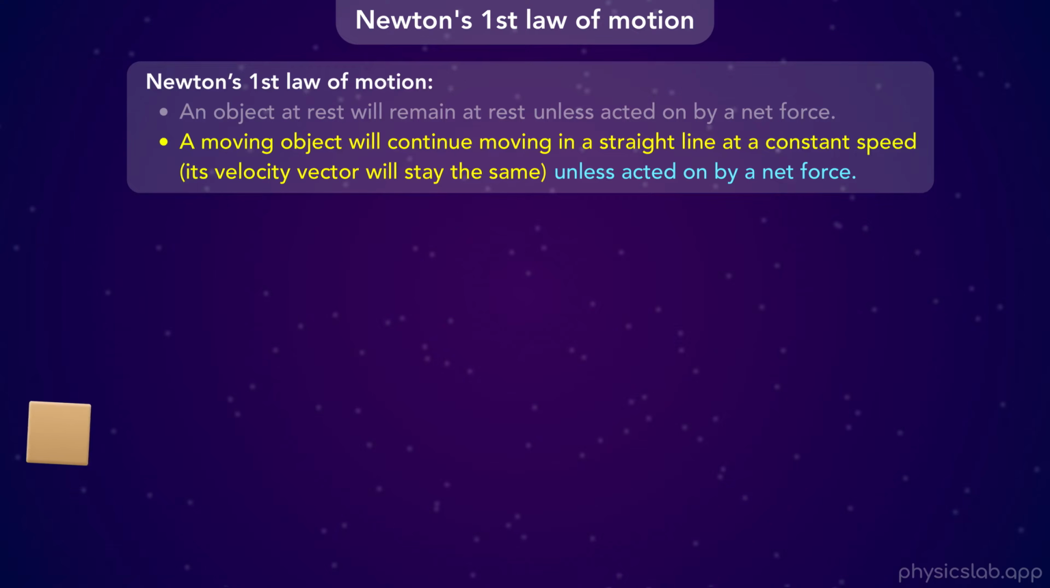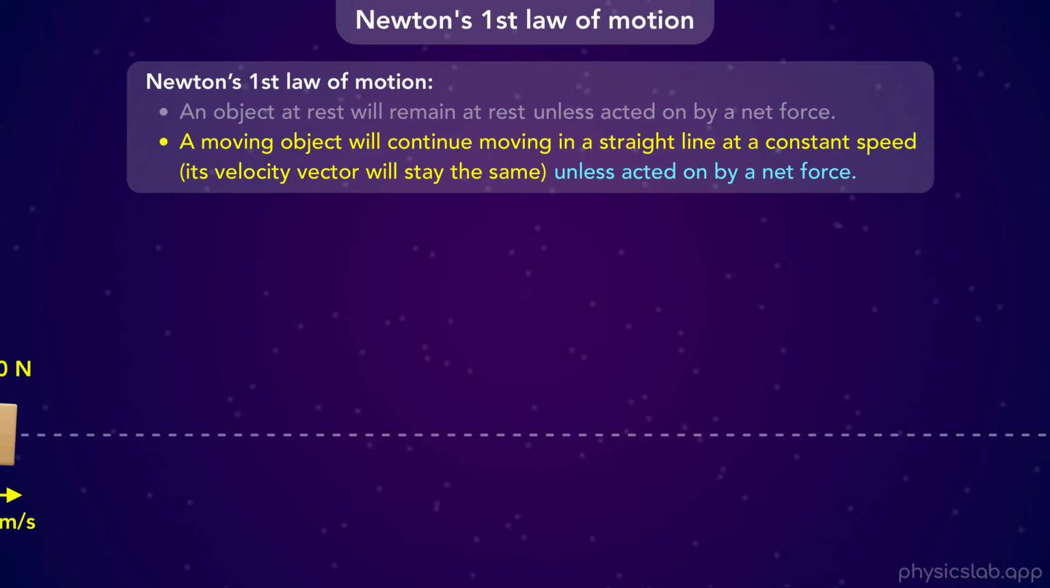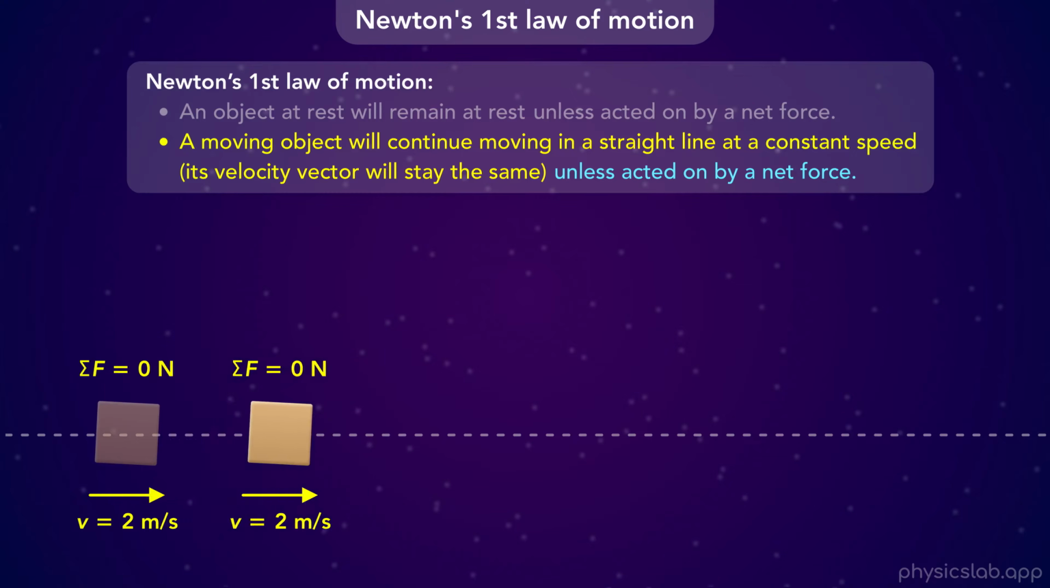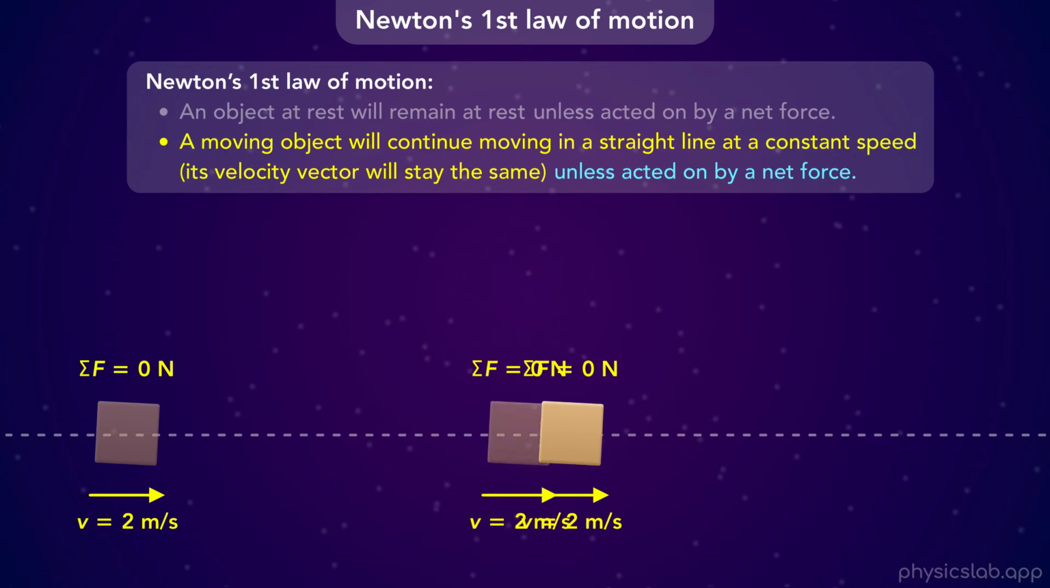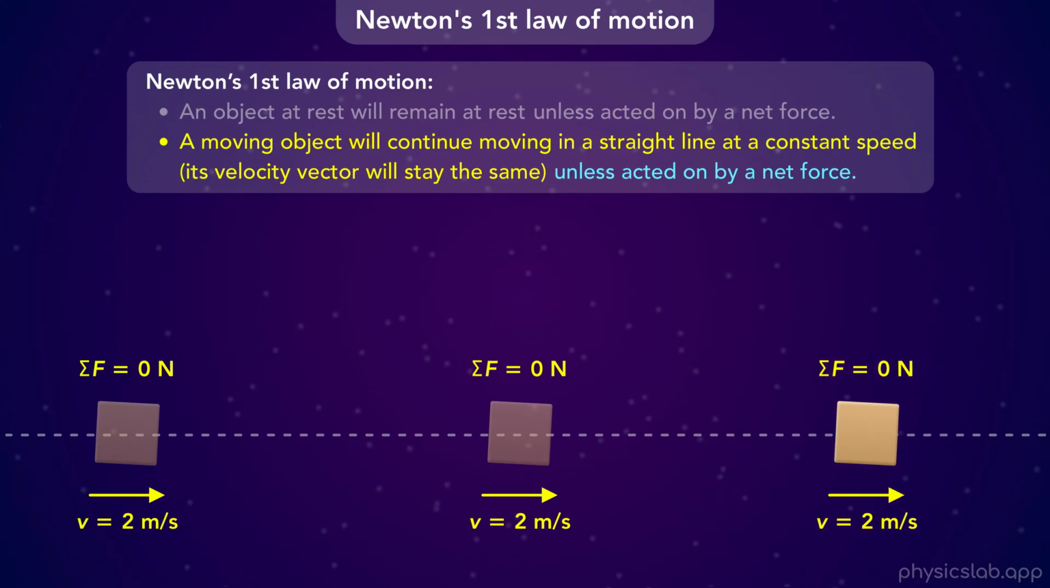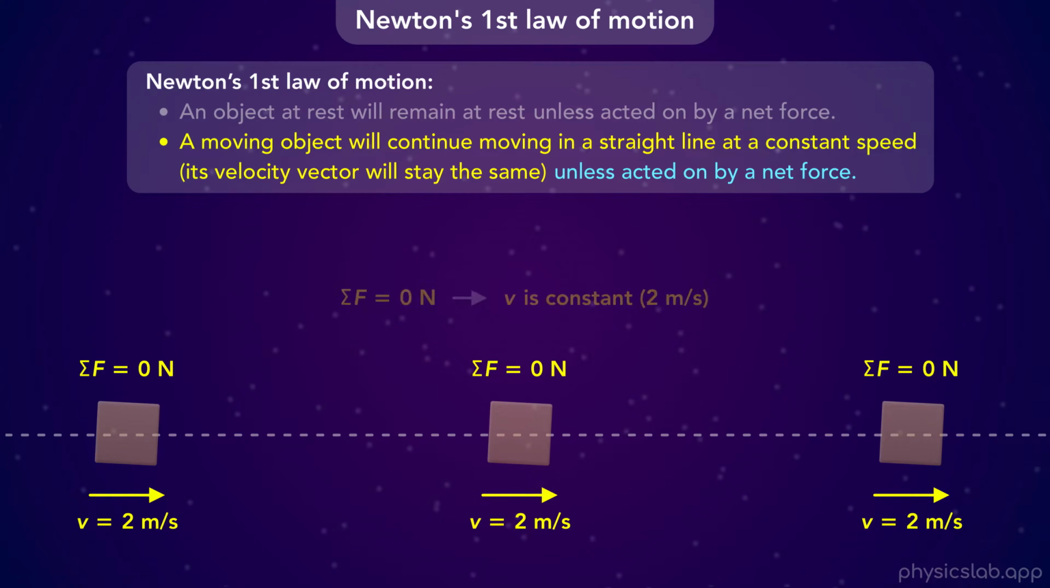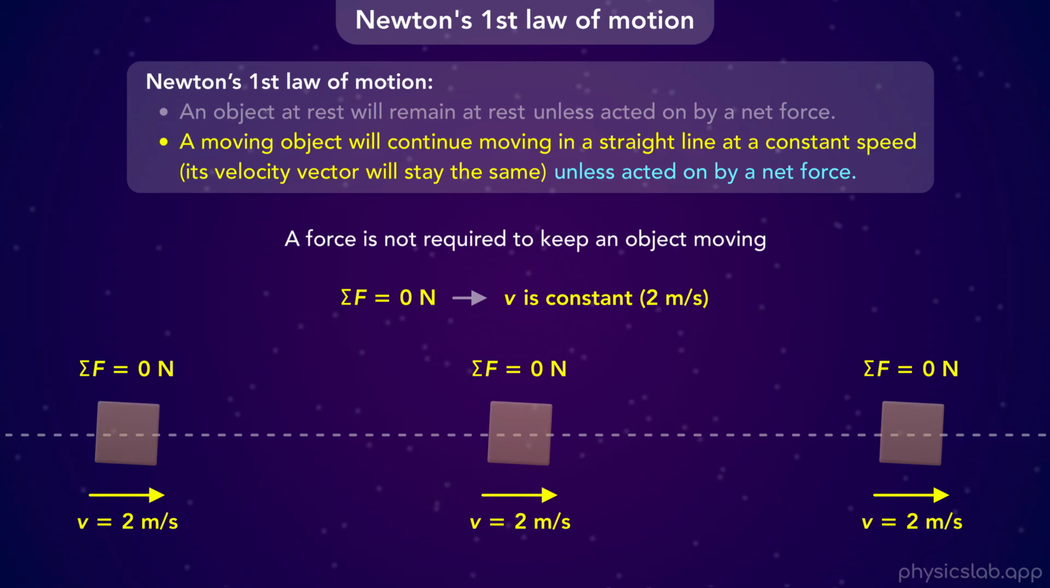Now let's look at a box that is already moving at 2 meters per second. Again, there are no forces and no net force on the box. According to Newton's first law, the box will continue moving in a straight line at a constant speed forever. The net force is zero, so the velocity is constant. The box doesn't speed up, slow down, or change direction. So we can say a force is not required to keep an object moving.